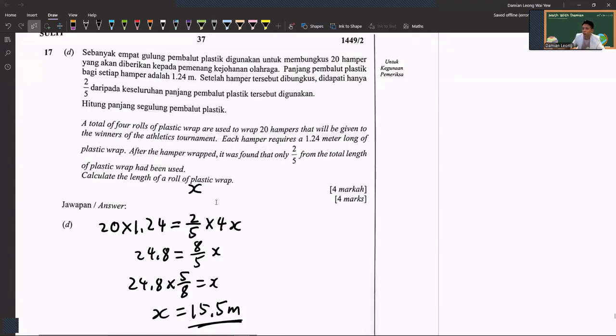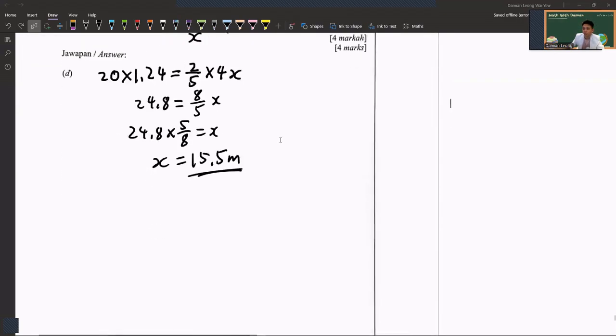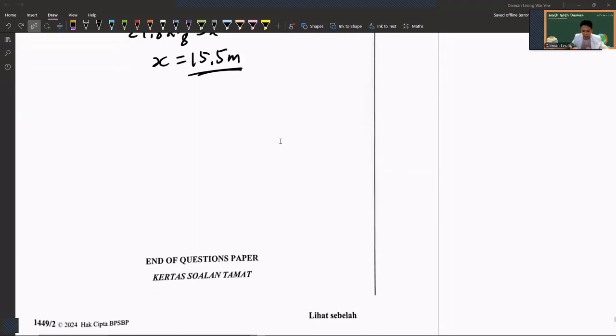We just need to form the equation. They want to see this 20 times the 1.24, and they want to see the 2 over 5 times the 4x. Both sides equate to each other. Then we calculate to find x. Yeah, that's it. Basically, that is question 17 here. And that's the end of the paper.